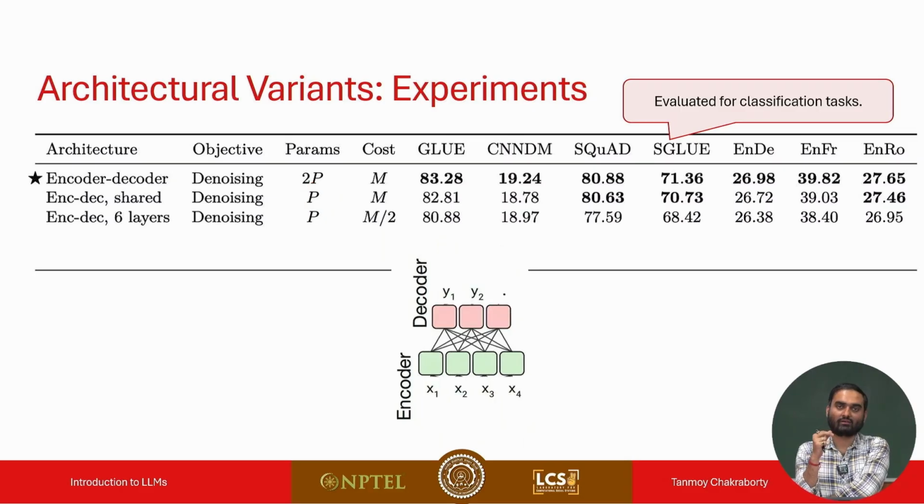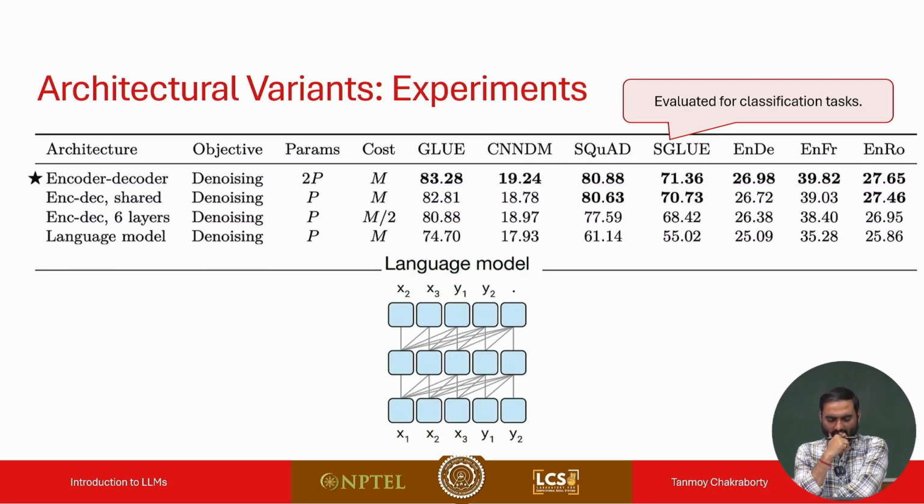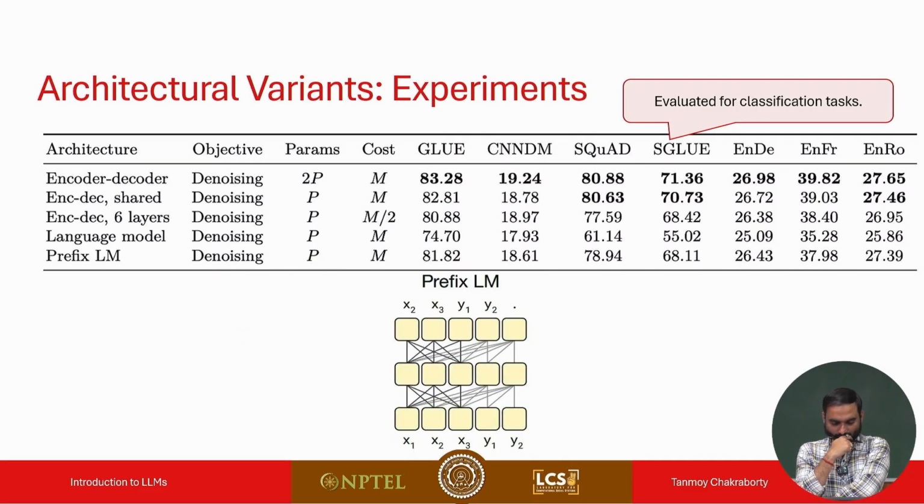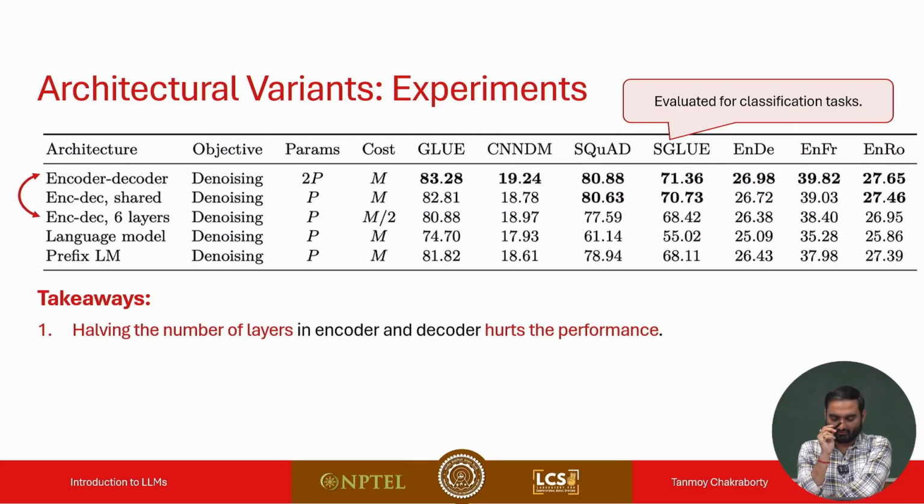The third one is encoder-decoder, 6 layers. This is again denoising objective, but here there are 6 layers in encoder, 6 layers in decoder. I think in this setup there were 12 layers. The fourth one is language modeling, autoregressive setup, decoder only. And the fifth one is prefix LM. You have all these tasks. For SuperGLUE, these numbers are reported for the classification task only. So what are the takeaways?